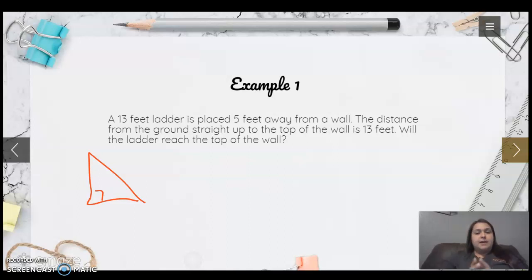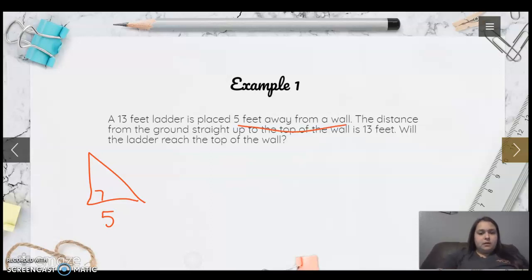A 13-foot ladder is placed 5 feet away from a wall. The distance from the ground straight up to the top of the wall is 13 feet. Will the ladder reach the top of the wall? Okay, so I know that my ladder is 5 feet away from the wall.